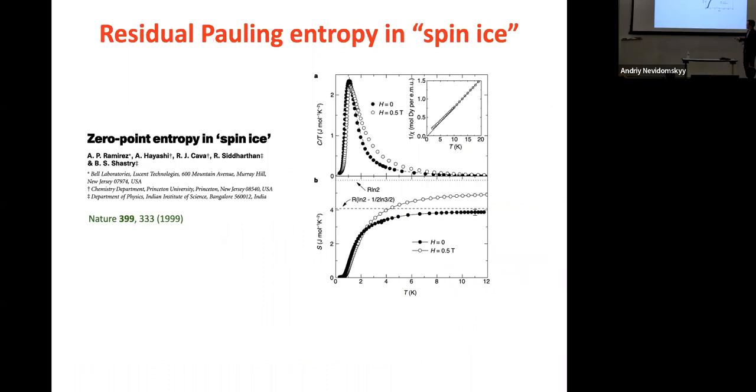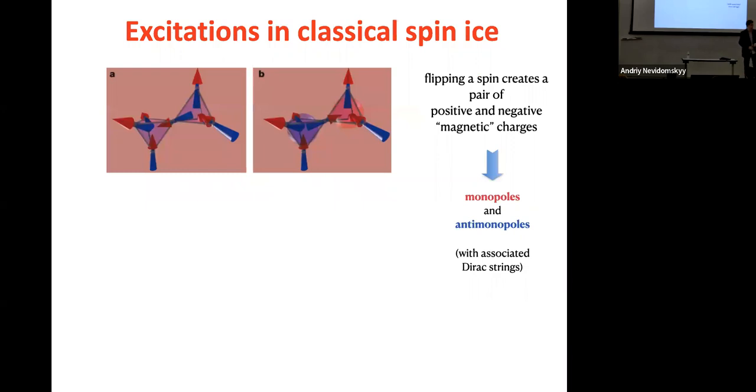And this is indeed seen. This is an influential paper which was published about two decades ago, where the term spin ice was first coined. It's this holmium compound, and it turns out that if you look, there is a difference, and this difference in the entropy is precisely the Pauling entropy.